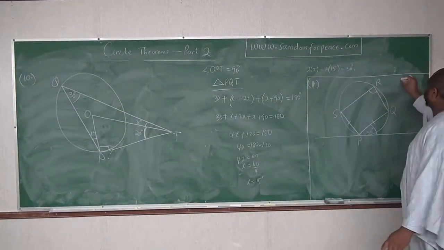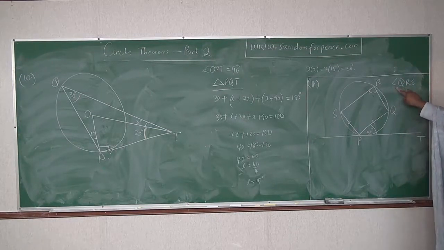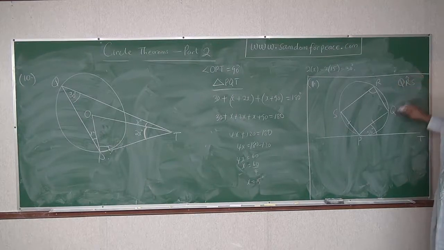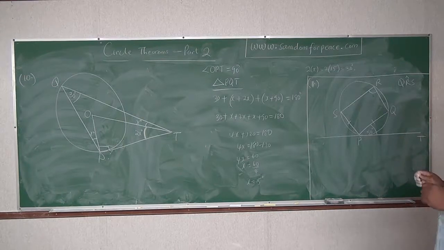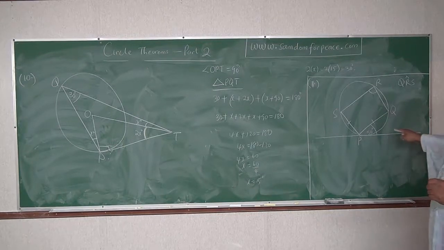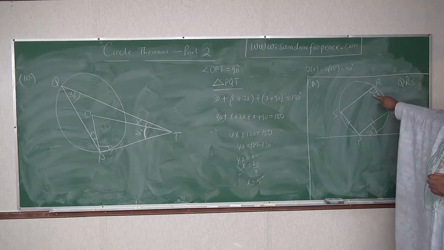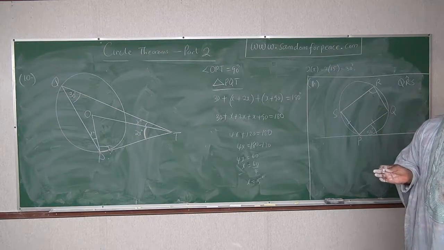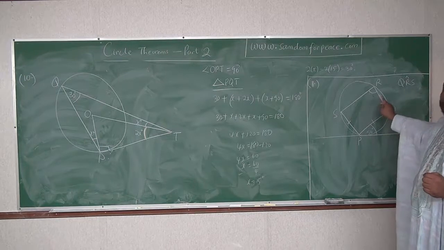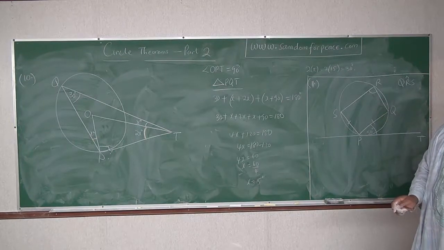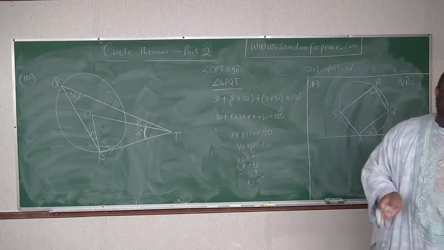So this here, QRS. You can write it like this, or you can write it this way. Either way is fine. What is the size of QRS? Please do not be tempted to say that this is 50 degrees, because that is what some people might say right away. They will say angle between a chord and a tangent is equal to the angle in the alternate segment. I don't want you to do that.